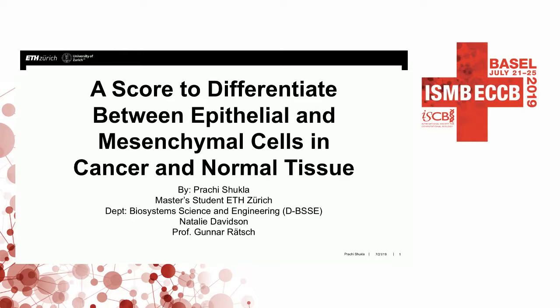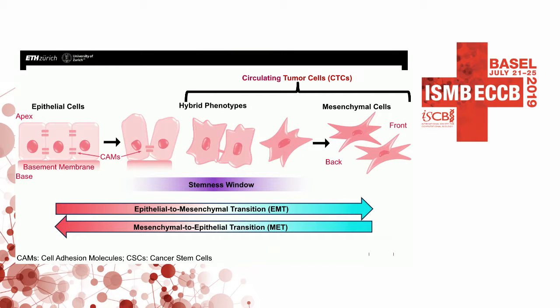Prachi Shukla. I'm a master's student at ETH Zurich, and I'm going to talk to you about a score that I created to differentiate between epithelial and mesenchymal cells in cancer and normal tissue. So, why do we need to do this?